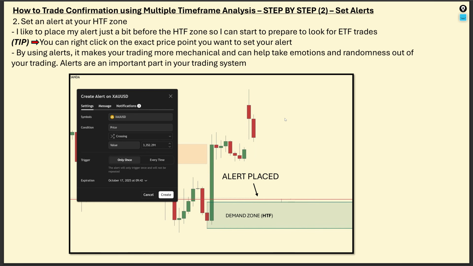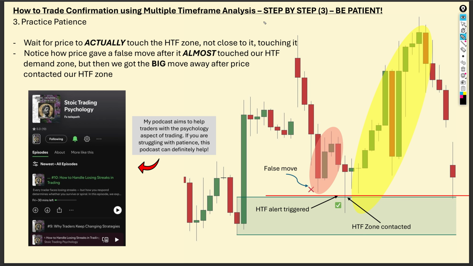Makes life so much easier, and in my opinion, it takes emotions and randomness out of your trading. Step 3, when trading a multiple time frame analysis, after your alerts have been set, we need to be patient. Yes, that is actually a step. The third step is to practice patience.